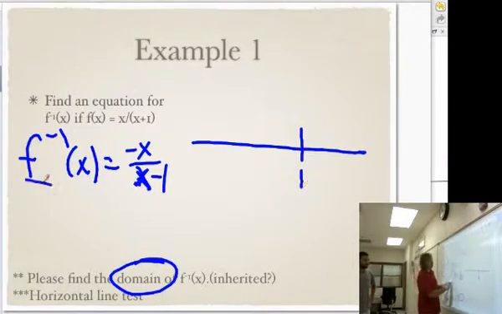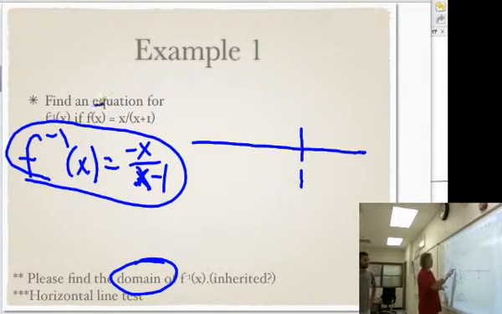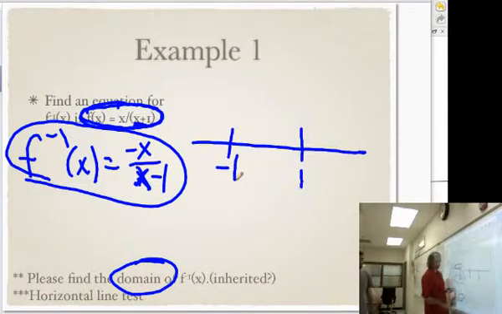But this function came from this one. Are there any restrictions on the original one? Yeah, x can't be negative 1. And so there's an inherited part of the domain that you inherit from the original function. Like I inherited my beautiful hair from somewhere.